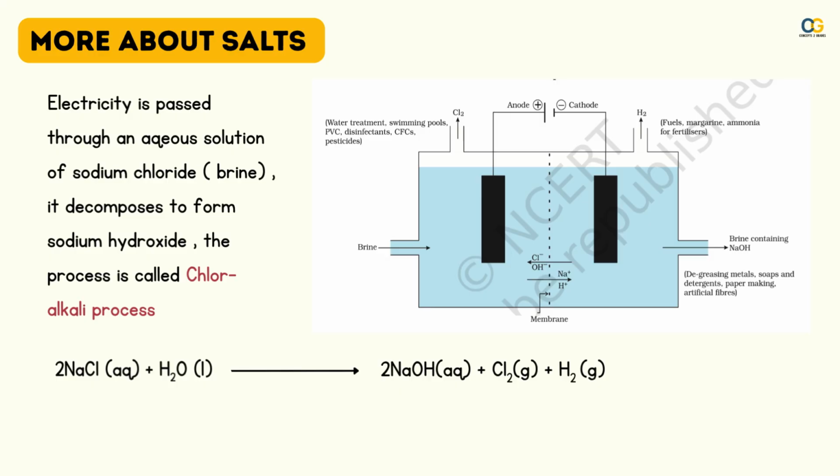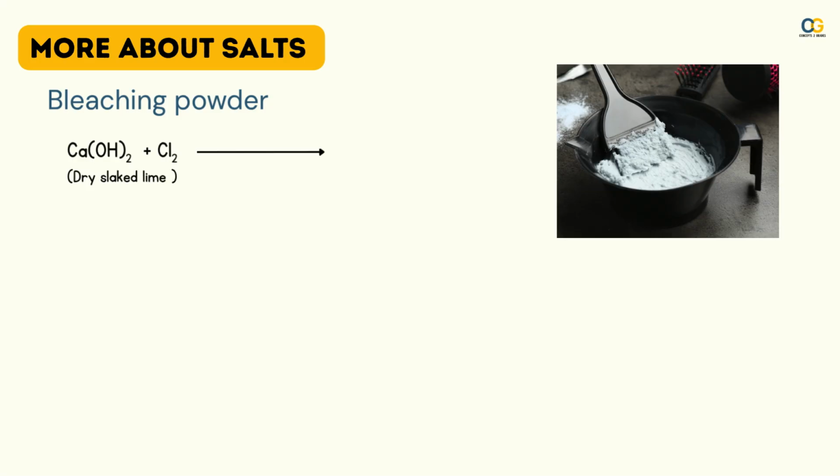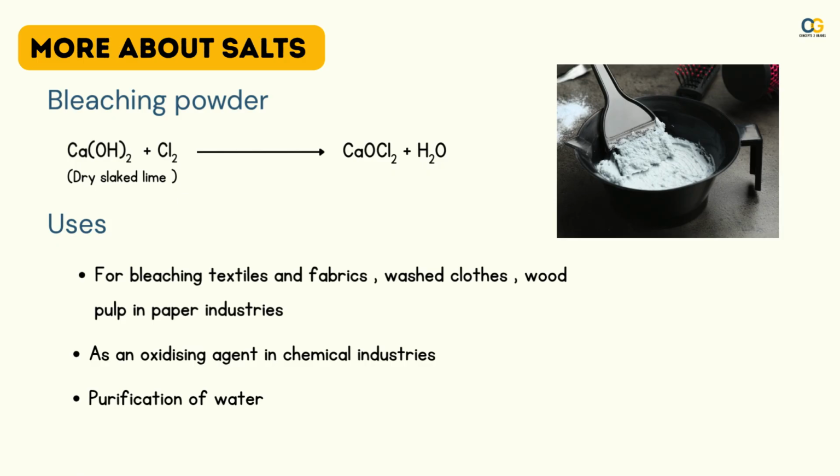From here, we use the end products of this reaction to make other salts that we see in daily life, starting with bleaching powder. Slaked lime, which is calcium hydroxide, is merged with chlorine from the previous reaction to give rise to calcium oxychloride or bleaching powder. Bleaching powder is used for bleaching textiles, fabrics, washing clothes in laundry, wood pulp in the paper industry, and as an oxidizing agent in chemical industries. It is also used in purification of water to make the water germ-free.